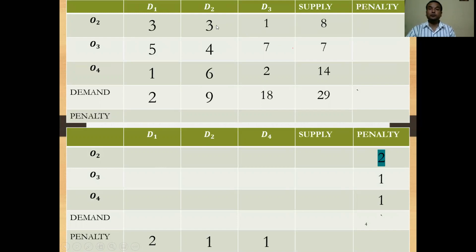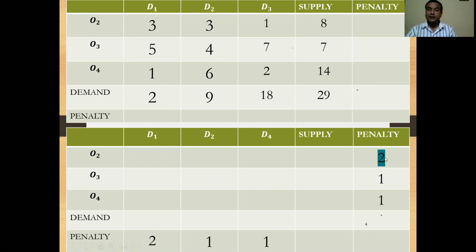What is the penalty row wise? First row, penalty means the difference between the 2 minimum costs. So 3 and 1, the difference is 2. Then the difference between 5 and 4 is 1. The difference between 1 and 2 is again 1. Then the difference between 3 and 1 is 2. Then the difference between 4 and 3 is 1. The difference between 2 and 1 is 1. So the maximum penalty is these 2 and these 2, and we can take any one. Here we have assumed this shaded 2.